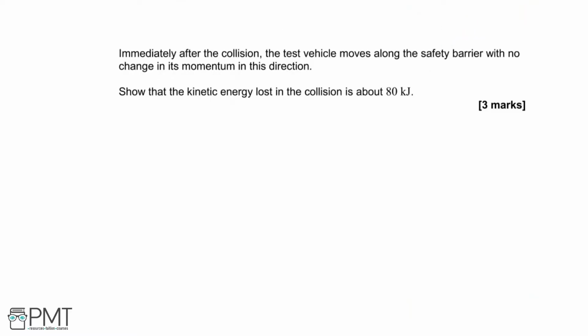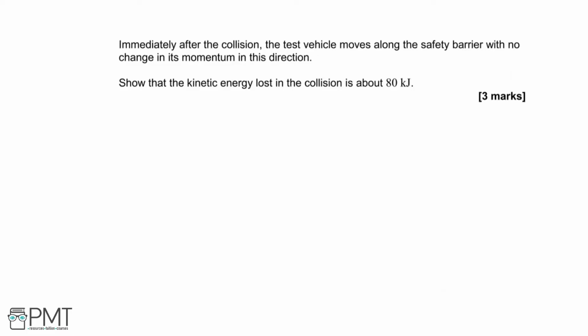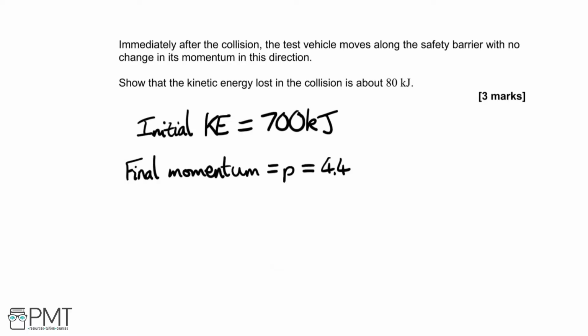Immediately after the collision, the test vehicle moves along the safety barrier with no change in its momentum in this direction. Show that the kinetic energy lost in the collision is about 80 kilojoules. So the initial kinetic energy is going to be 700 kilojoules. Now we want to use the momentum to calculate the final kinetic energy. So that's equal to the mass times the velocity. Now the velocity is what we're interested in, because the magnitude of that is going to be the speed that we use.